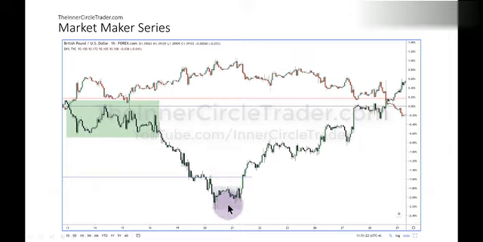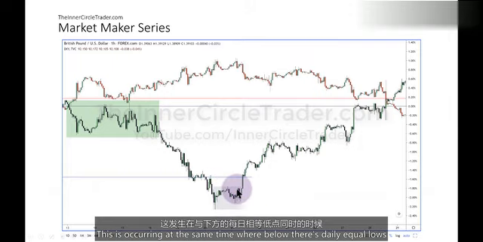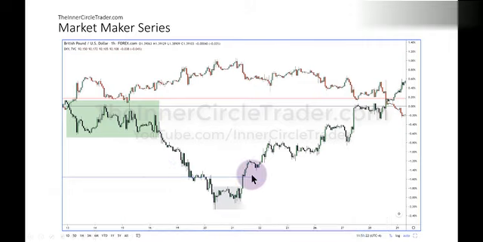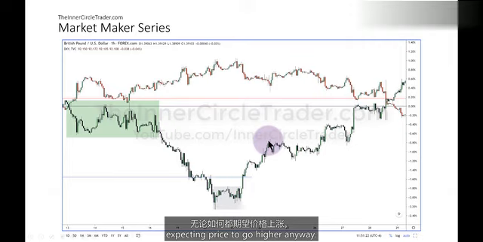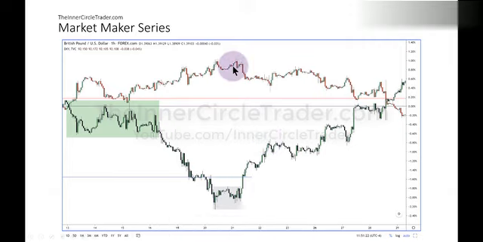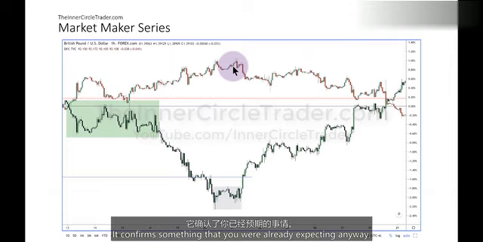Higher high, higher low. This is occurring at the same time we're below those daily equal lows, and we're expecting price to go higher anyway, and all this does is confirm. SMT is not a timing tool, it's a confirmation tool. Okay, it confirms something that you were already expecting anyway.